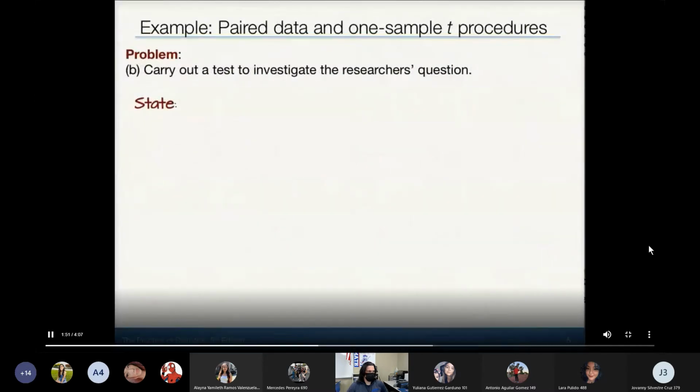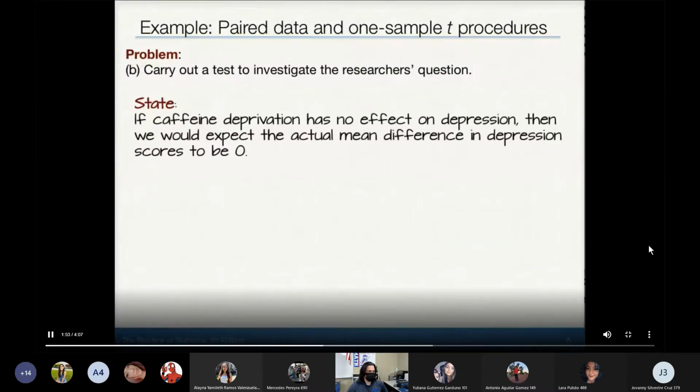Now let's carry out a test to investigate the question. If caffeine deprivation has no effect on depression, then we'd expect the actual mean difference in depression scores to be 0. That is, the scores when the subjects were on caffeine would be pretty much the same as when they were on the placebo, so therefore the difference would be 0.